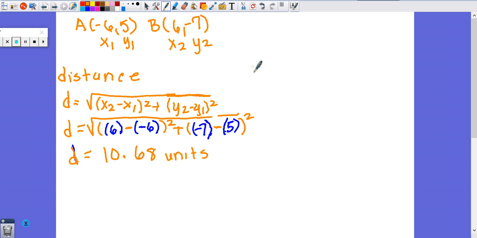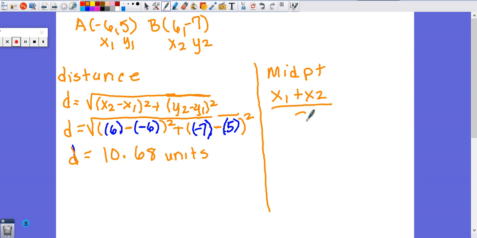Alright, now let's go to the next one. It said to find the midpoint, and we use a formula for midpoint anyway. So midpoint would be, take the two x values, add them together, find the middle of it, so you divide by 2. Take the two y values, add them together, find the middle of it, divide it by 2.